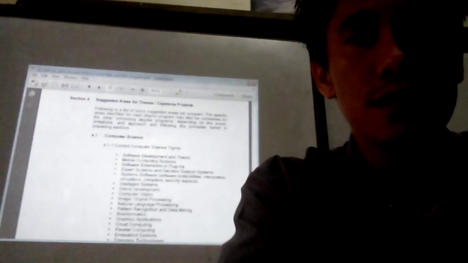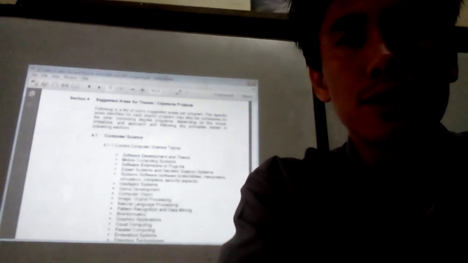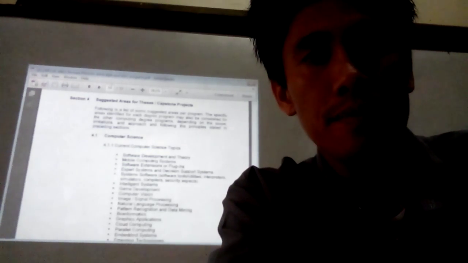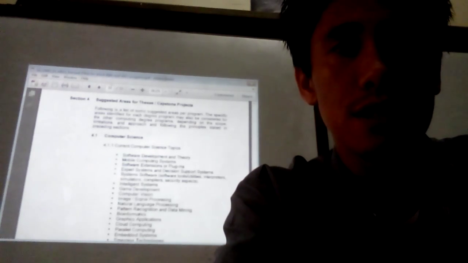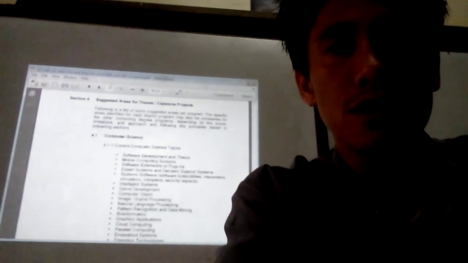The following is a list of some suggested areas per program. The specific areas identified for each degree program may also be considered for the other computing degree programs, depending on the scope, implementations, and approach, and the following principles stated in the preceding section.